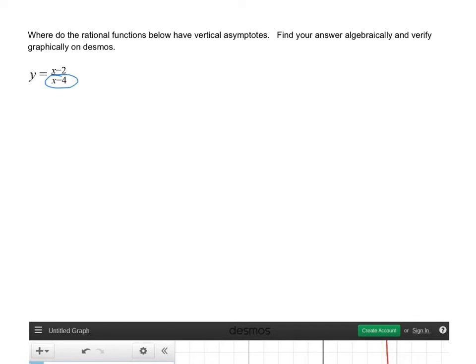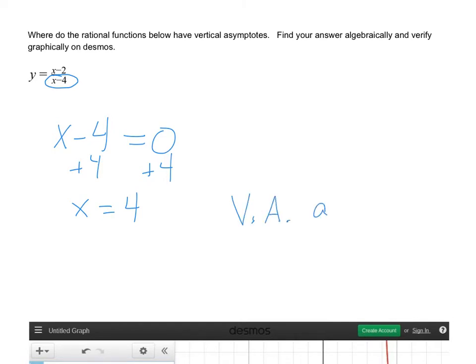So if I look at the bottom here, which is just x minus 4, I want to know when x minus 4 is equal to 0. Well, this is quite simple. We'll just add 4 to both sides, so x equals 4. Now if we would have had to factor and cancel, it may have been different, but in this case not. So 4 makes the bottom 0, so that's going to tell us that we have a vertical asymptote at x equals 4 for this graph.